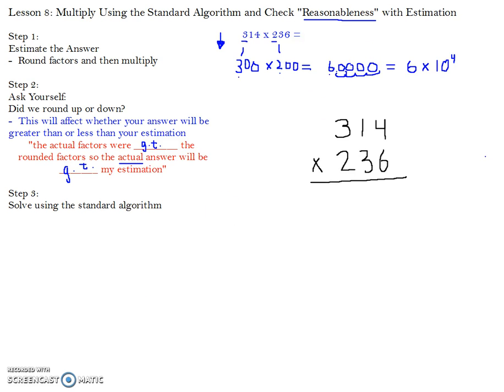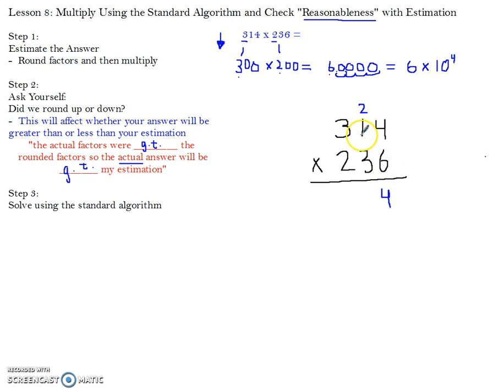Step 3, now we're going to solve using the standard algorithm. The first number that I always start with is the furthest number on the bottom, and I multiply it by all 3 numbers up top. Because this 6 is still in the ones column, it is still treated as a 6. So let's get started. 6 times 4 is 24. I leave the 4 and I put the 2 up here from the 24.